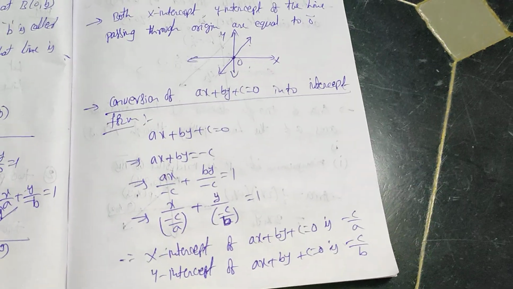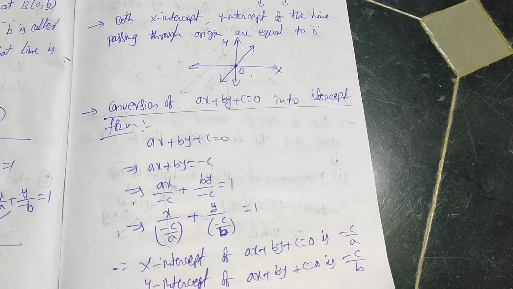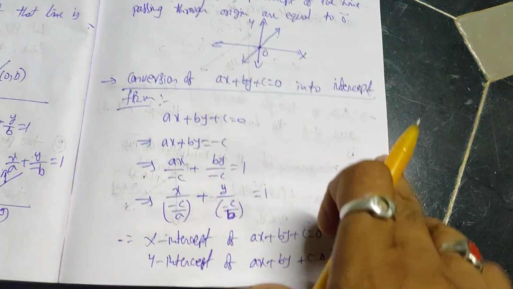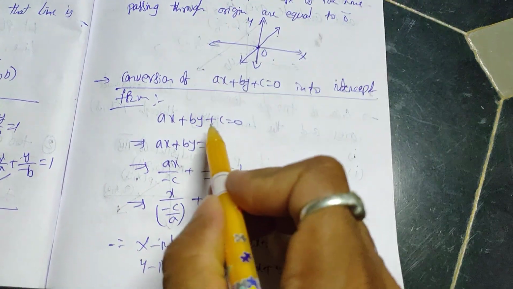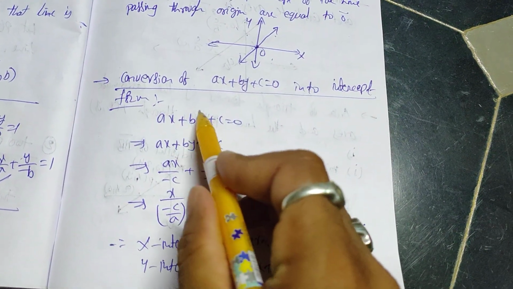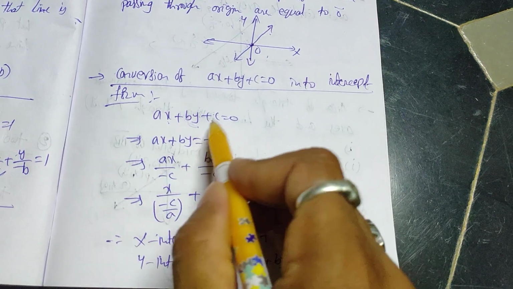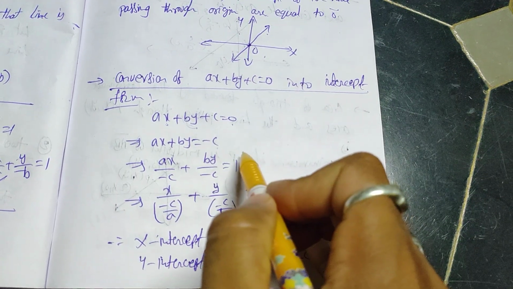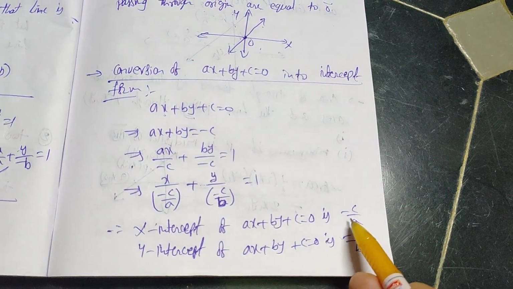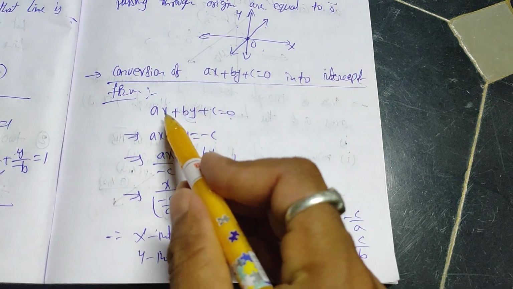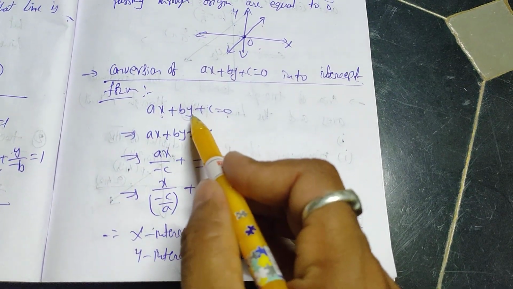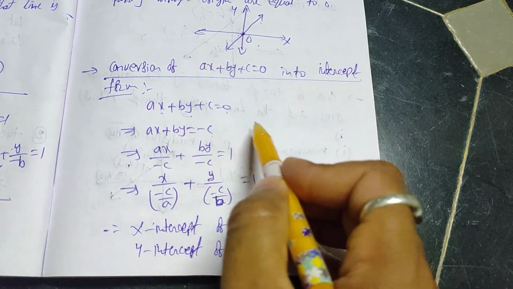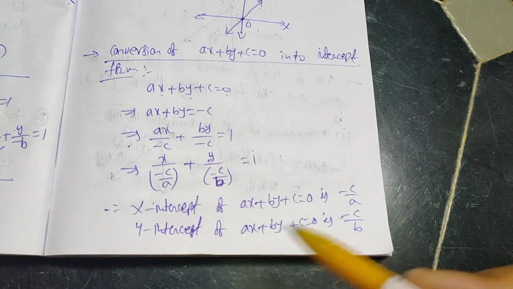Whenever we have the form x/a + y/b = 1, a is the x-intercept and b is the y-intercept. In another method, to get the x-intercept, take y = 0. Then the by term becomes 0, so ax + c = 0, which means ax = -c, so x = -c/a. That is the x-intercept. To get the y-intercept, take x = 0. Then the ax term becomes 0, so by + c = 0, and y = -c/b. That is the y-intercept. So you can follow any method.